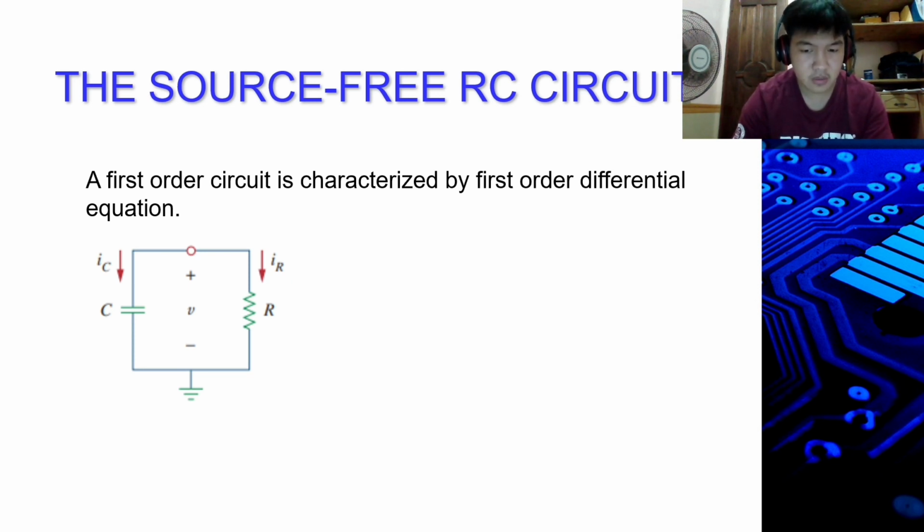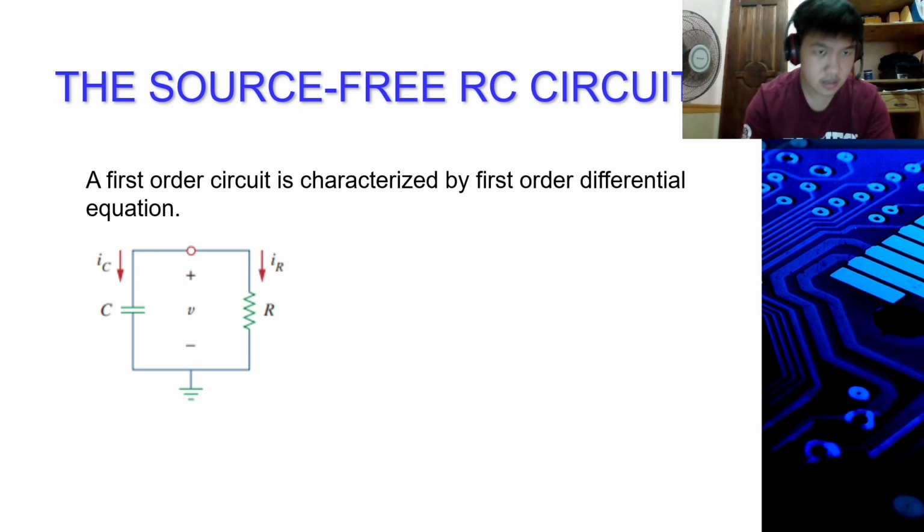There are two ways to excite a first order circuit. One way is to charge the inductor or capacitor and then connect it to a resistor, so the stored energy in the capacitor or inductor is just dissipated in the resistor. The second way is to excite it through the use of independent sources, both DC and AC sources.